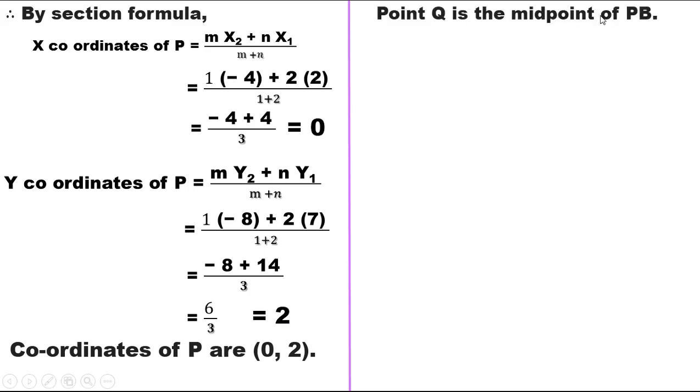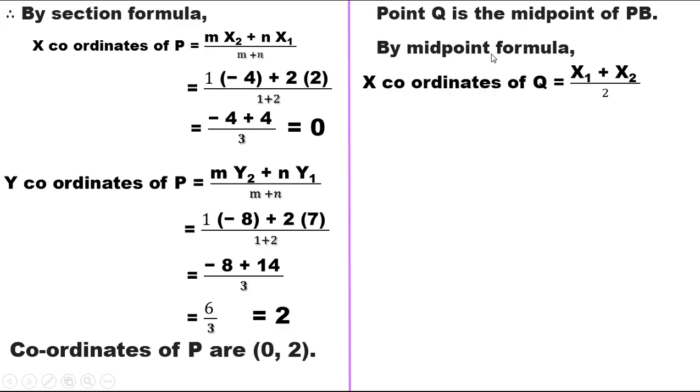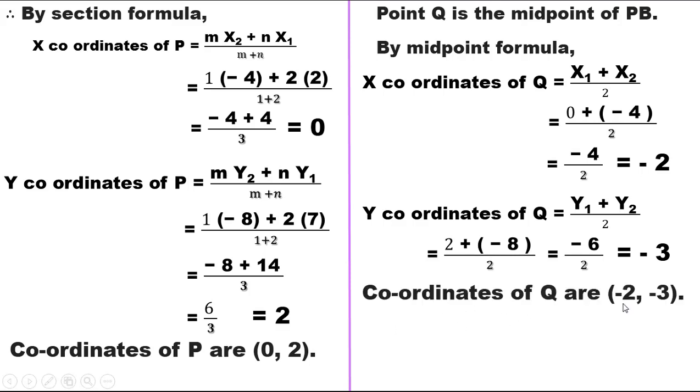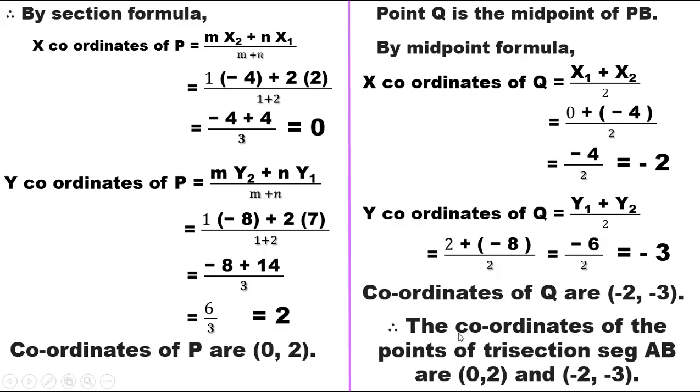The point Q is the midpoint of PB. By the midpoint formula, the x coordinate of Q is (x1 + x2)/2 = (0 + (-4))/2 = -4/2 = -2. The y coordinate of Q is (y1 + y2)/2 = (2 + (-8))/2 = -6/2 = -3. The coordinates of Q are (-2, -3). The points of trisection of segment AB are (0, 2) and (-2, -3).